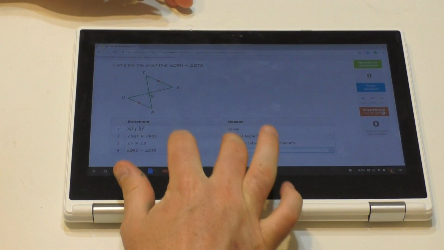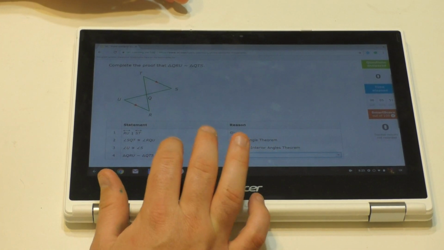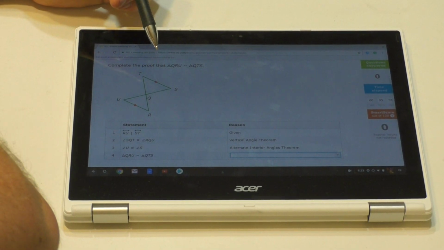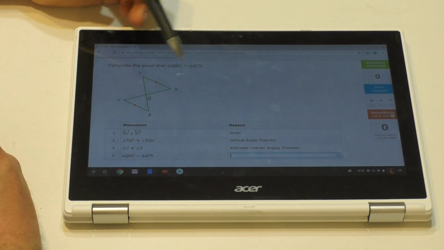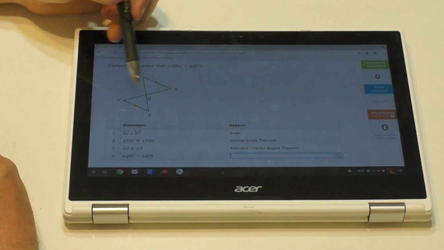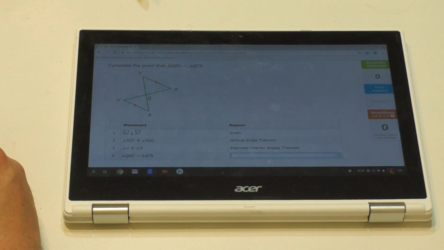Showing you guys a few drop down examples because we think that's what you'd see on your test. All right, so if I look at these two figures, QRU and QTS, these two triangles right here.